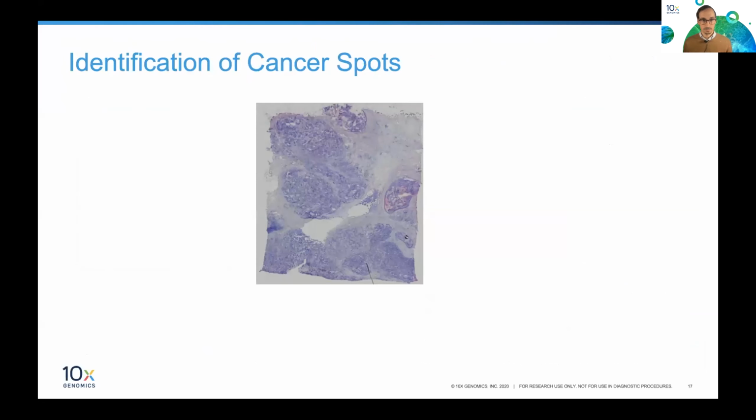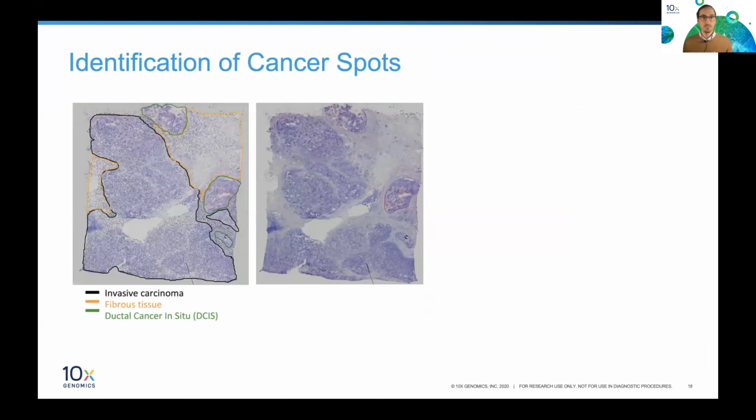So again, we start from the H&E image. And then we gave this to pathologists because we're not pathologists on our own, so we knew we're totally dependent on the knowledge of whoever annotated this. And most interesting, we have invasive carcinoma in black and ductal carcinoma in situ in green.